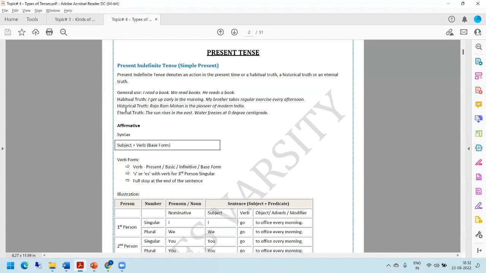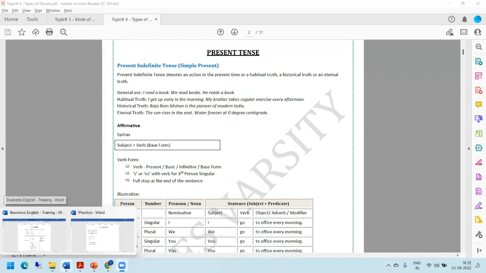Similarly, habitual truth: I get up early in the morning. My brother takes regular exercise every afternoon. Now, in order to make present indefinite tense, there are some syntax or rules which we need to follow. First, we will see how we can make a present indefinite affirmative sentence. In this syntax, we have subject plus the base form of verb.